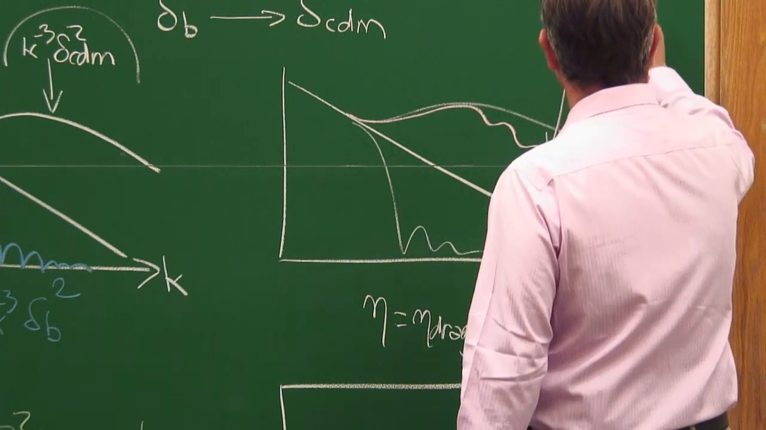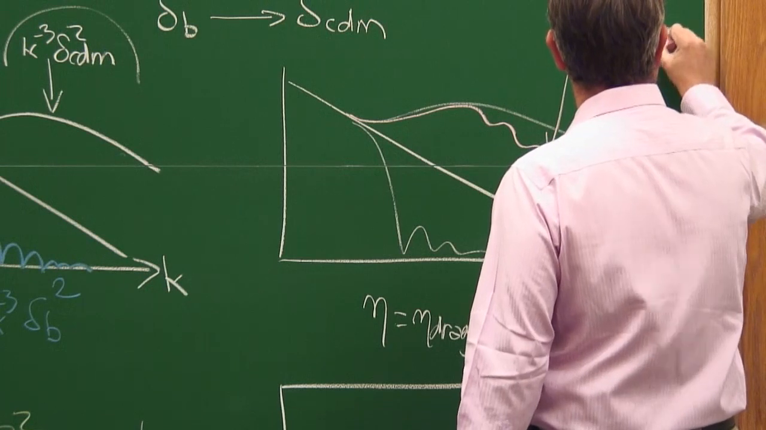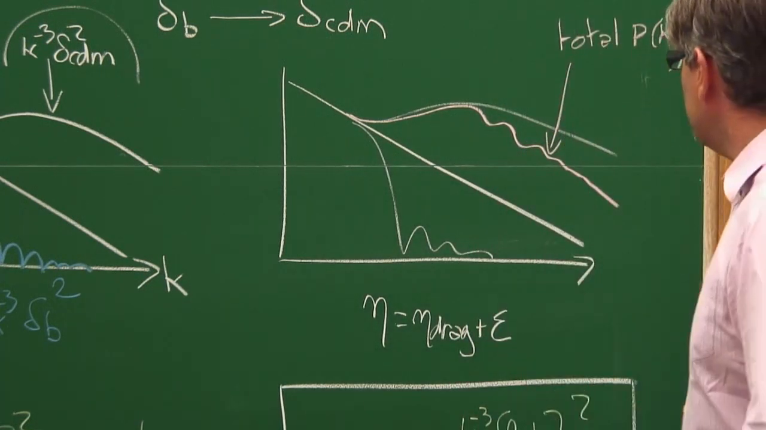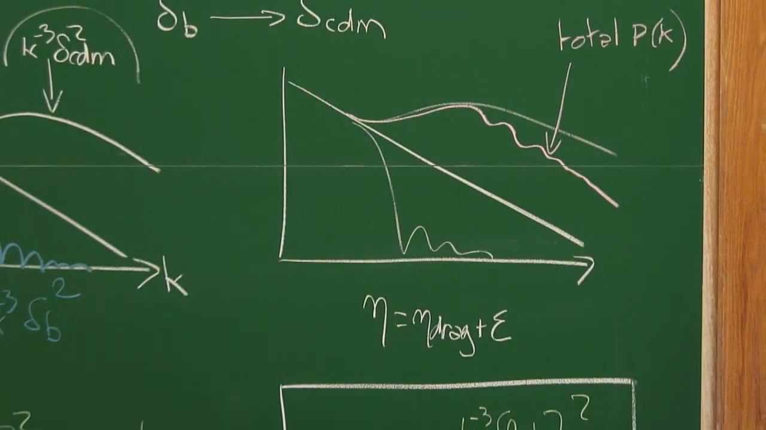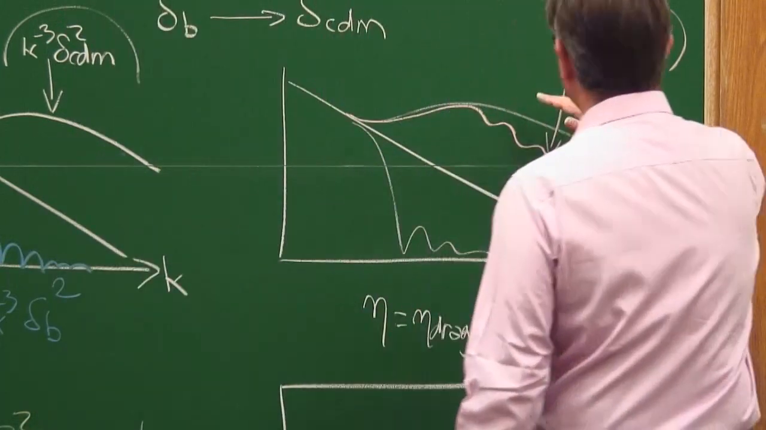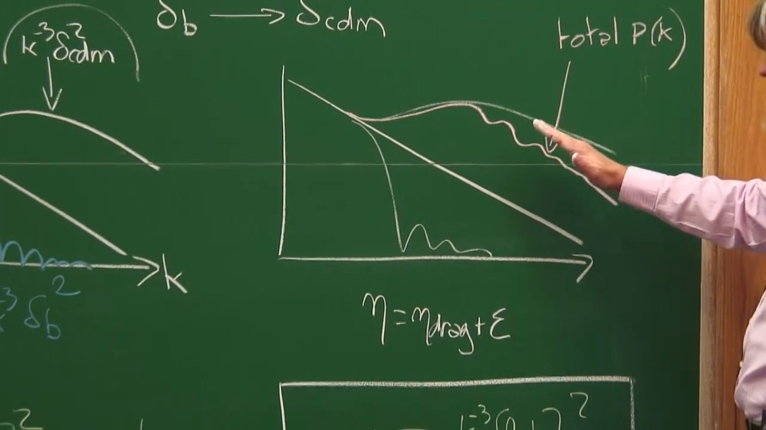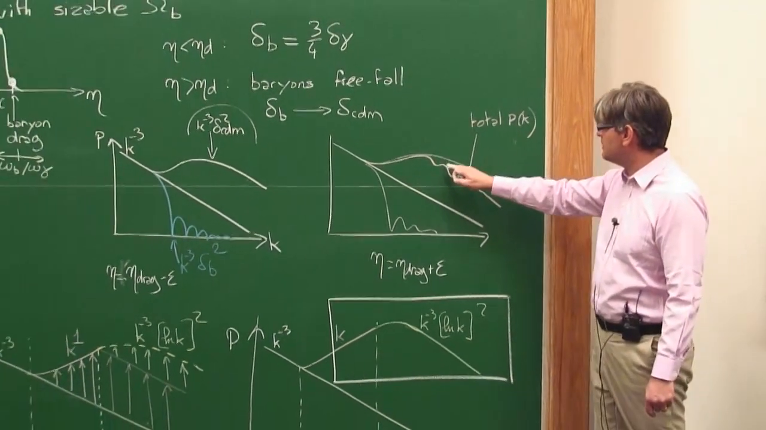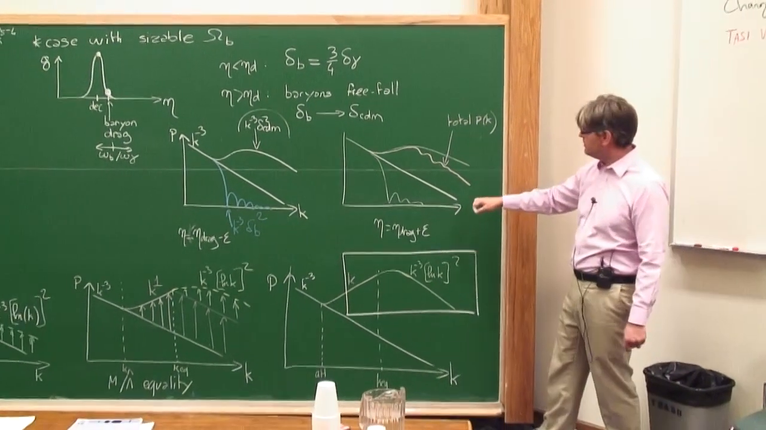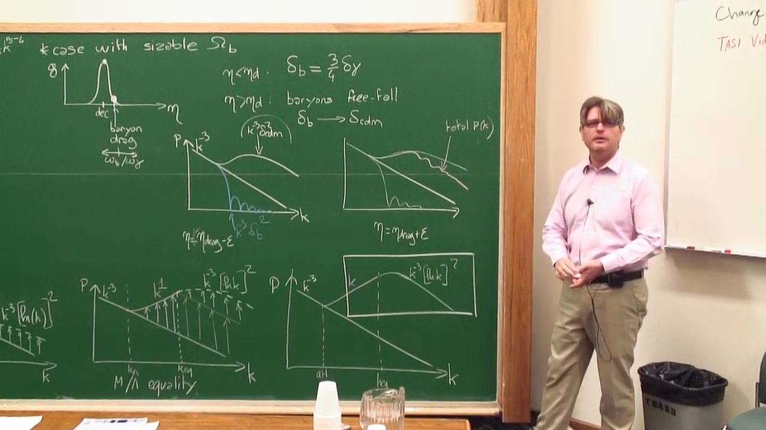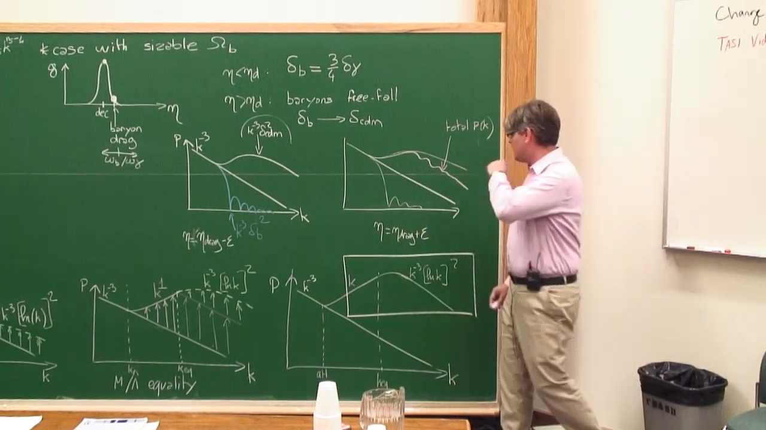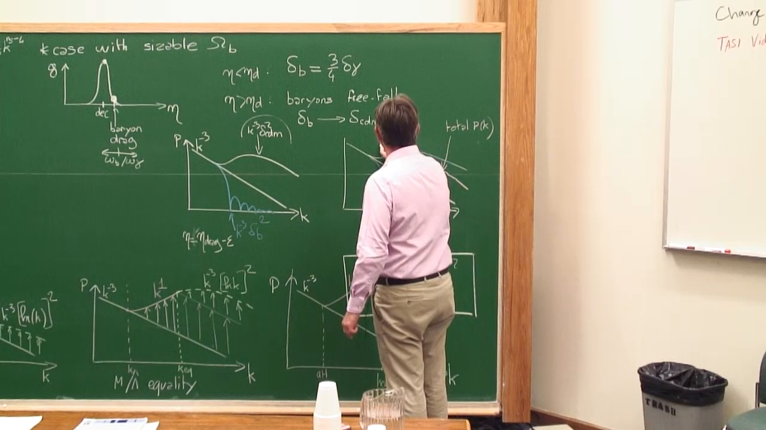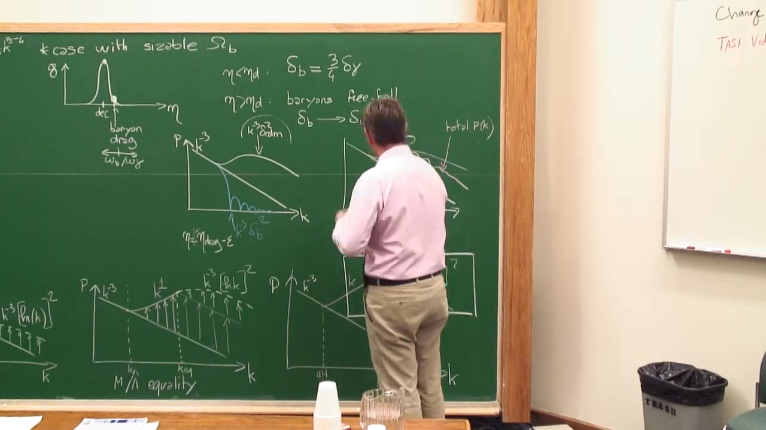Total P of k. So the impact of baryons on the matter power spectrum, with respect to what we just said before, is both a reduction of the slope, and some additional acoustic oscillations, which result from the acoustic oscillation of the photons. Okay. And these are called the baryon acoustic oscillations.